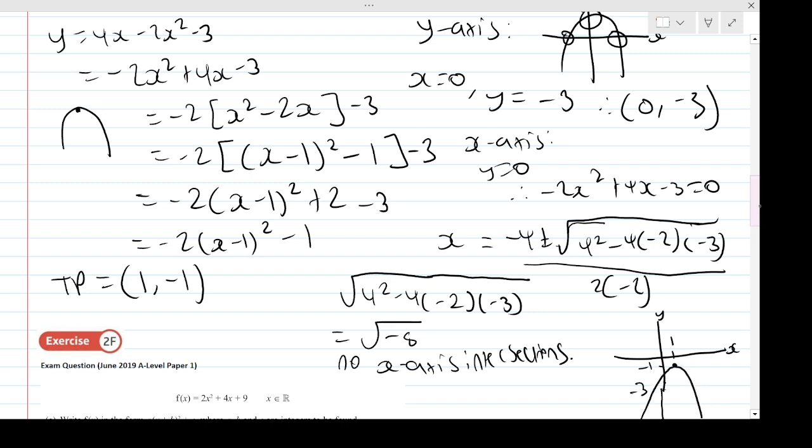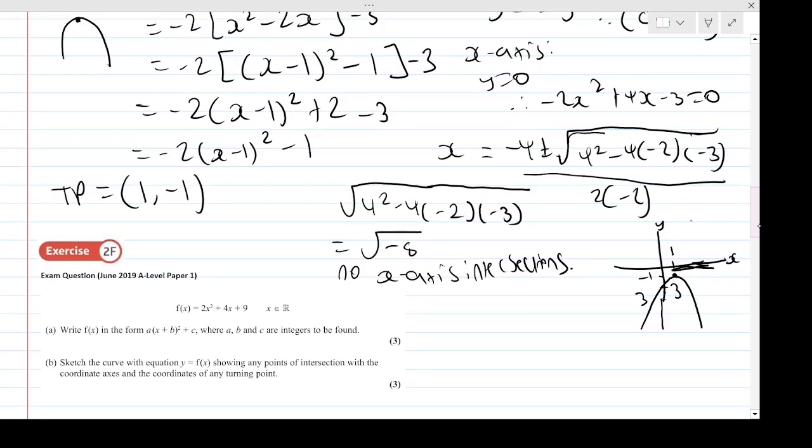There we are. So it's going to cross at -3 here. As you can see there, in this case, the shape does not cross the x-axis, right? Does not cross it. So therefore, you're going to get no solutions when you solve the quadratic. But we still have a turning point, and we still have a cross with the y-axis. Okay, and there we are.